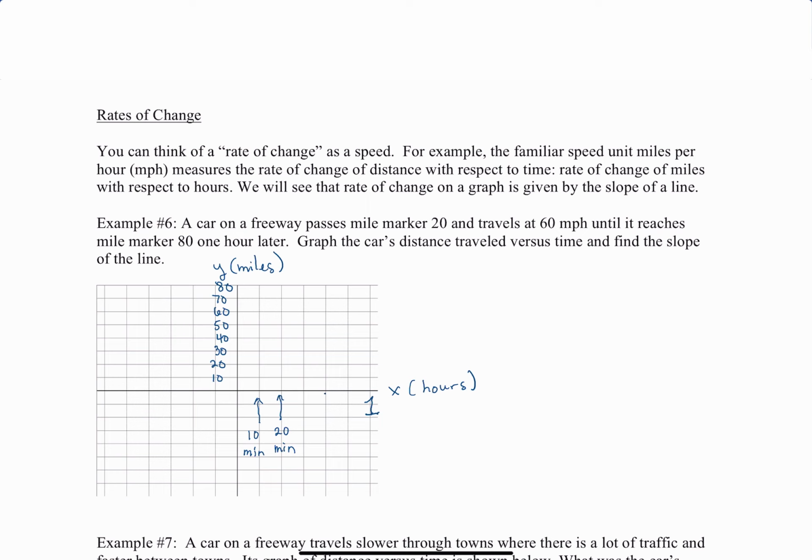The very first thing the example says is that the car passes mile marker 20. Now, it doesn't say when this happens, but since that's the first thing that's happening, let's say this is the start of our graph. In other words, at time 0 hours. So at 0 hours, I've got to mark it 20 miles.